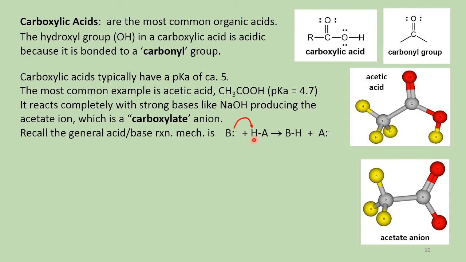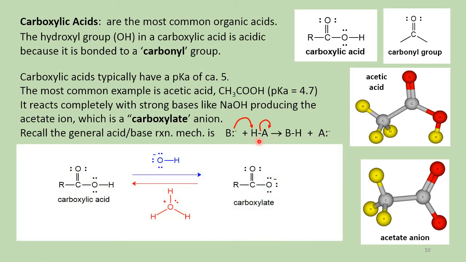Hydrogen is monovalent. It can't have two bonds at the same time, so it has to break a bond with A. And so the base becomes BH, the conjugate acid of the base. At the same time, HA becomes A-, the conjugate base of this acid. So let's try that on a specific example.